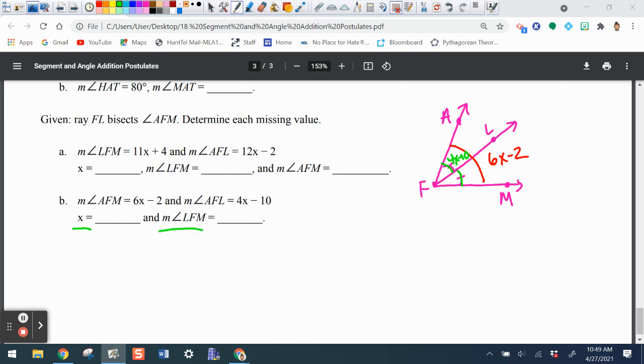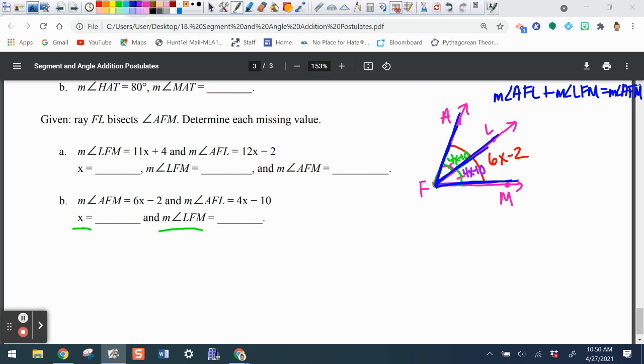So here we see this example where we are given an expression to represent the measure of angle AFL. And if we're not given an expression to represent LFM, we can actually use that same expression because we know ultimately that the measure of angle AFL is supposed to equal LFM. So I'm going to show that this is also 4x minus 10. So these two halves right here, measure of angle AFL, when combined with the measure of angle LFM, these two halves should equal the measure of angle AFM.